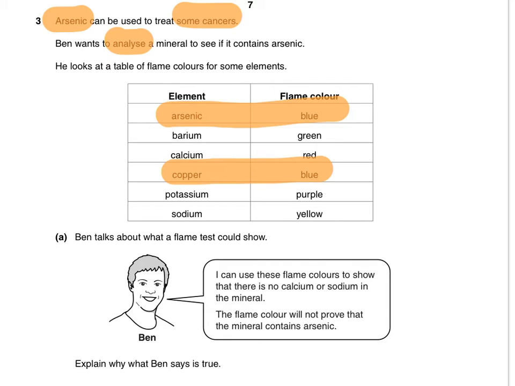Ben talks about what a flame test could show. I can use these flame colours to show that there is no calcium or sodium in the mineral. The flame colour will not prove that the mineral contains arsenic. Okay, so no calcium or sodium, and it will not prove, and that's crucial, the mineral is arsenic. I'm just going to make a little note of that.